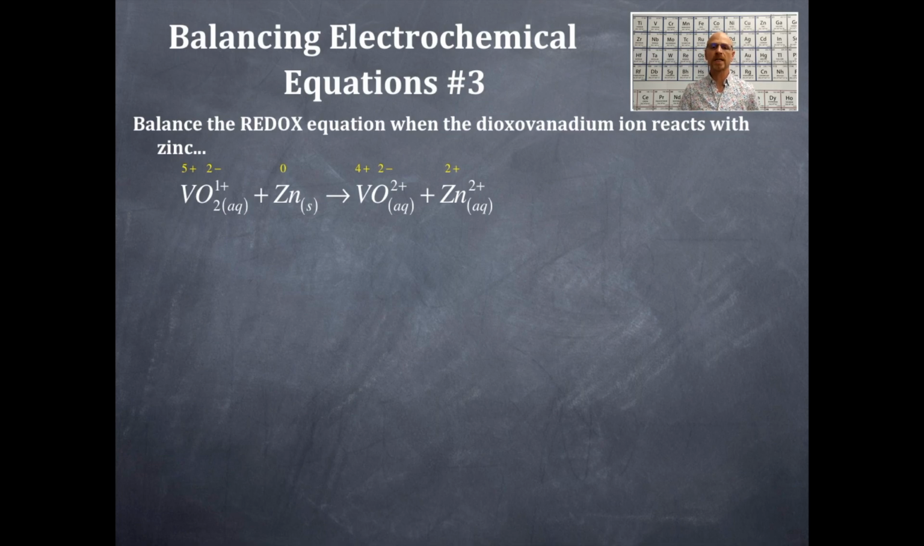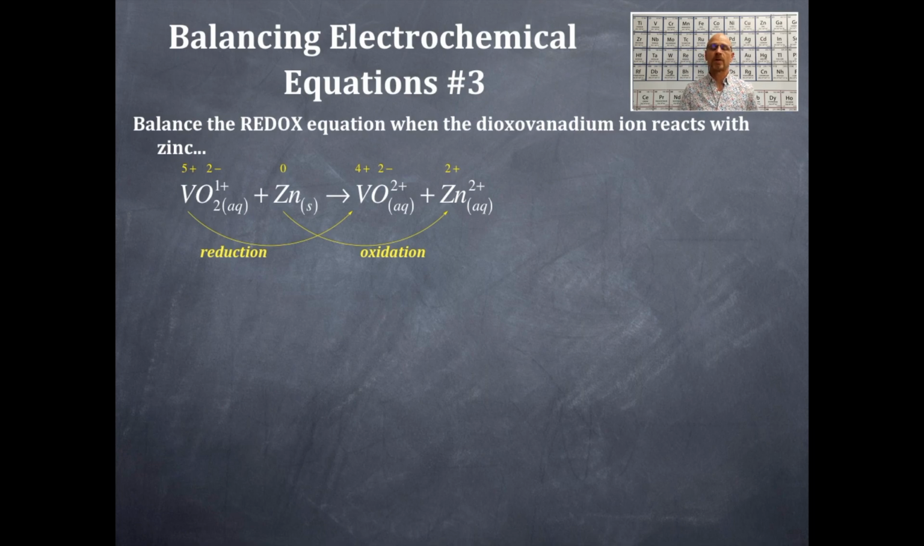Now what we're going to do is find the two elements which change in oxidation number. One is the vanadium, one is the zinc. Okay, the vanadium is going from a 5 plus to a 4 plus. That's a reduction in oxidation number. The zinc is going from a 0 to a 2. That's an increase in oxidation number, therefore that's oxidation.